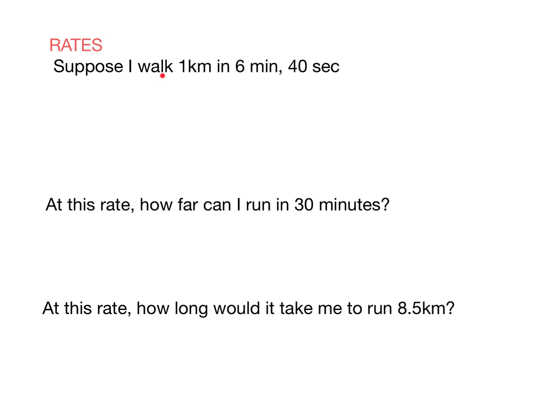So let's say I walk 1 kilometer in 6 minutes and 40 seconds. We're going to calculate the speed. We're going to write this as a rate. So 1 kilometer, I hope you know, is 1,000 meters. Now, this is a bit annoying because we've got minutes and seconds. So let's convert this just to seconds. Well, 6 minutes is 6 times 60, 360 seconds, plus an extra 40. 6 minutes and 40 seconds is 400 seconds.